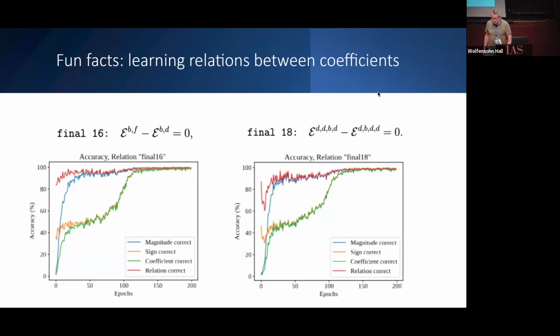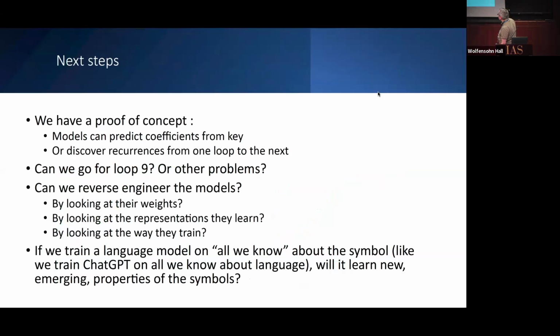I won't need all the time. I'm actually almost finished. So that's the main result we have. So where are we now? We have a proof of concept. I would say, you know, so far we haven't discovered anything. We just leveraged the data that was already calculated in loops 1 to 8. But we show that models can predict coefficients from the key and discover recurrences from one loop to the next.